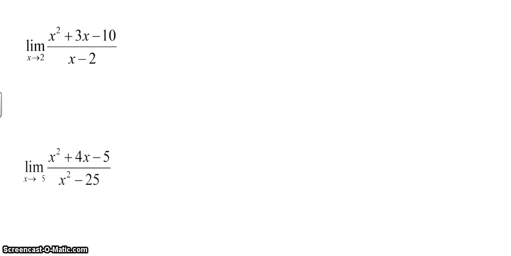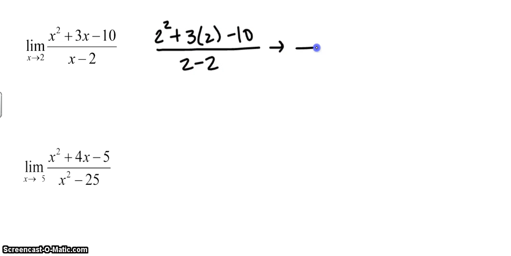Alright, the limit as x goes to 2. Substitution is always your first method. 2 squared plus 3 times 2 minus 10 all over 2 minus 2. Well, in the denominator we definitely get 0. In the numerator we get 4 plus 6 minus 10, which is also 0, which means keep going.